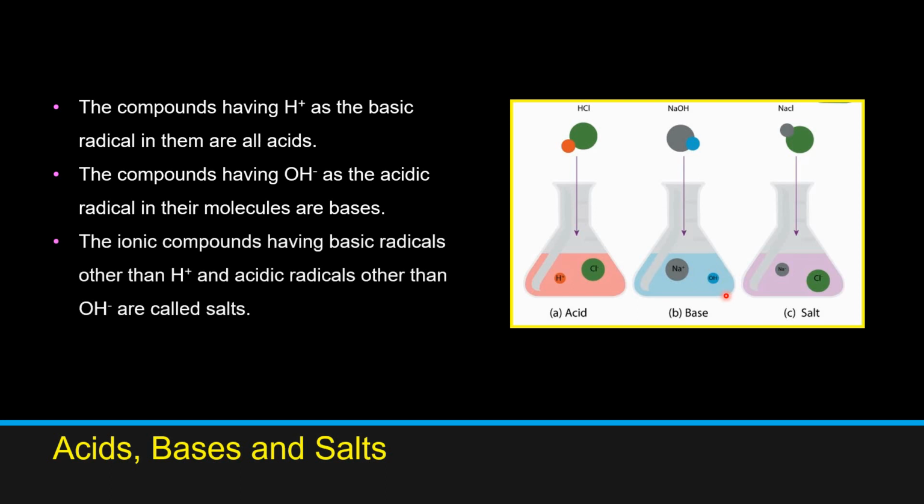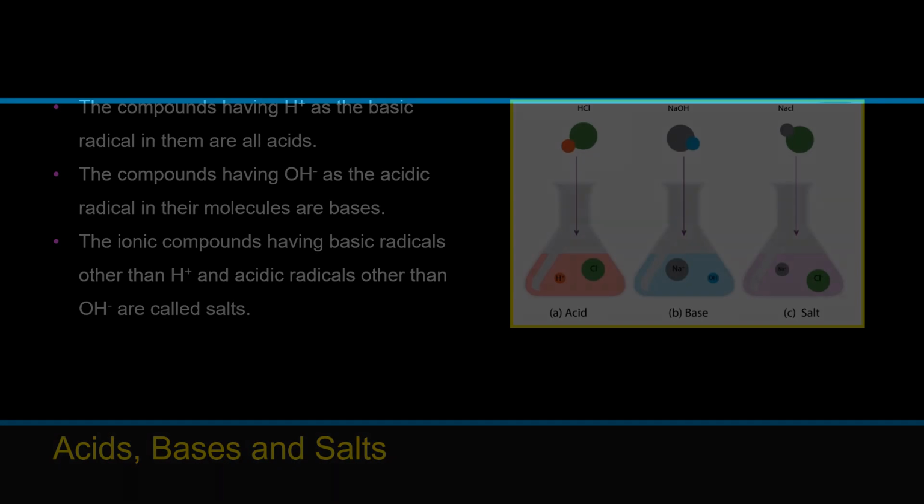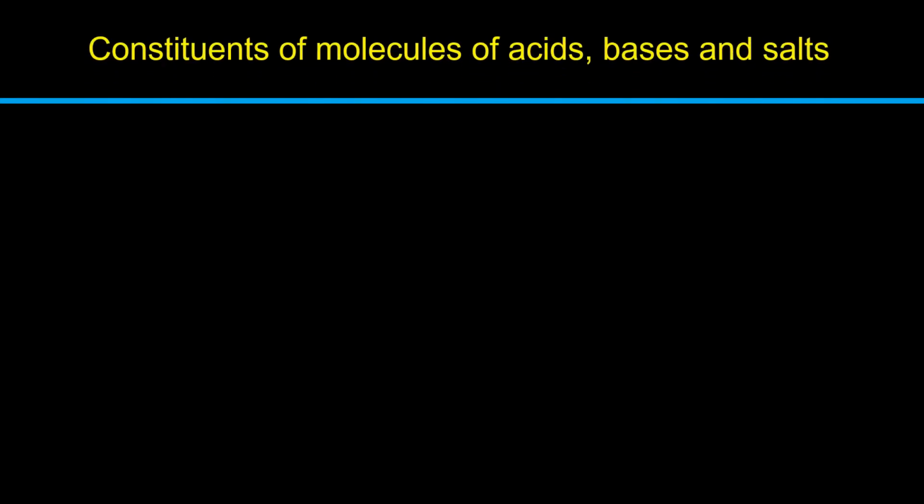What about salts? The ionic compounds having a basic radical other than H+, here in this case we have Na+, and an acidic radical other than OH-, in this case we have Cl-, are called salts. So salts do not have H+ and OH-. Depending on the constituents of molecules, they can be classified as acids, bases and salts.